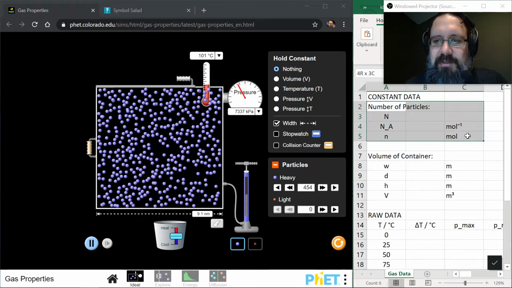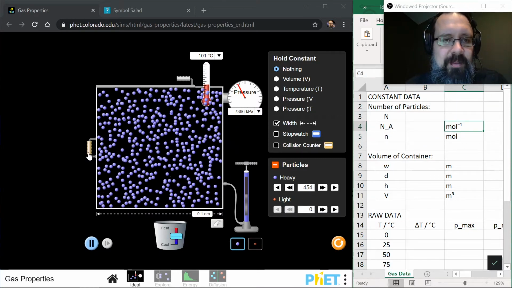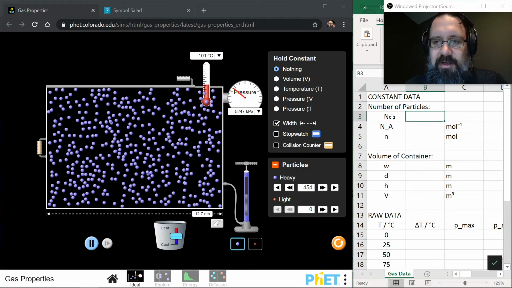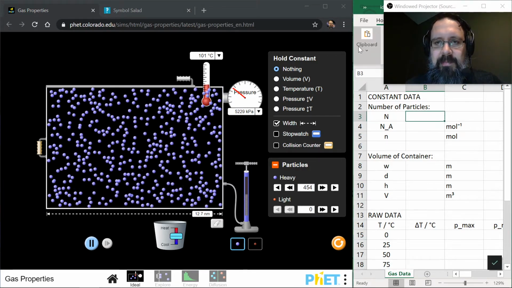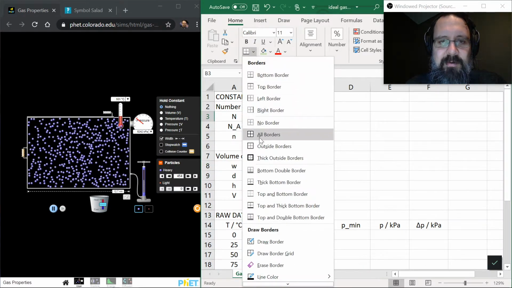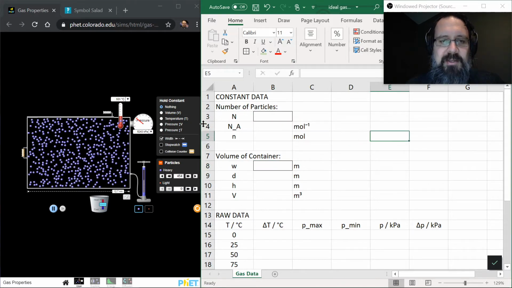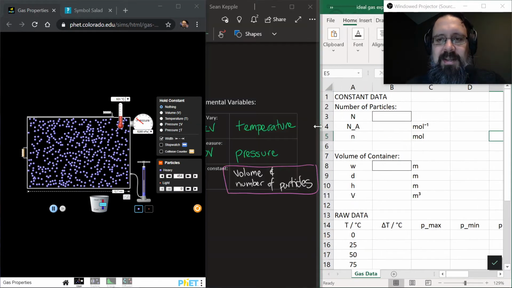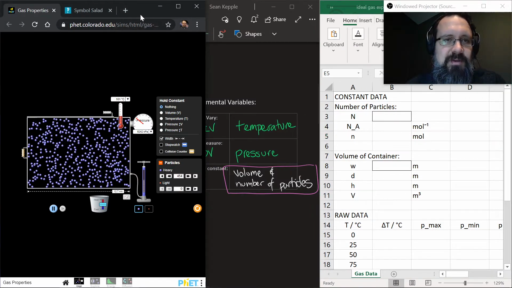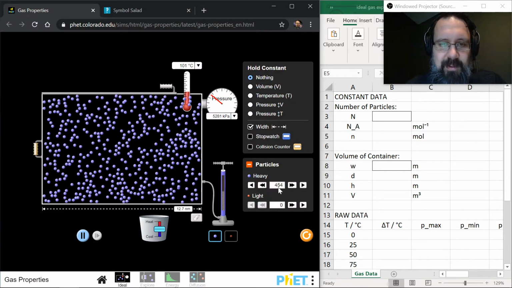Let's talk about actually calculating these numbers. Whatever you decide going with for the volume and the number of particles, you're going to put those here. Let me make this have a box around it. You're going to record a number here for the number of particles, and you're going to record a number here for the width. That's what you actually have access to from the simulation. The simulation shows you the number of particles, and it shows you the width of the container. Remember to click this so you can see the width, and there's the number of particles.